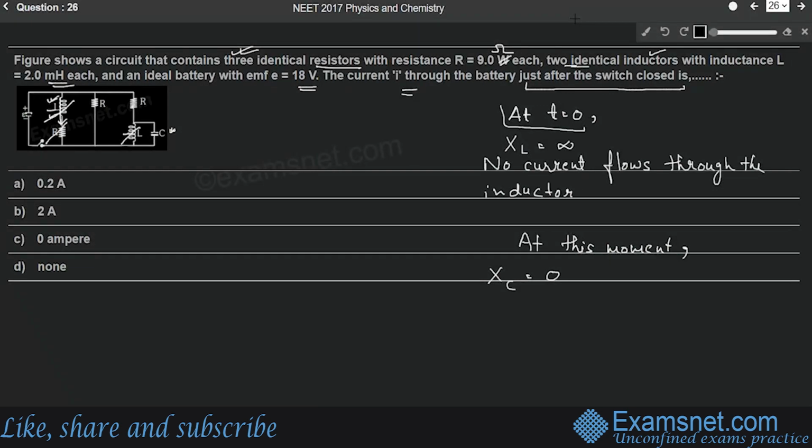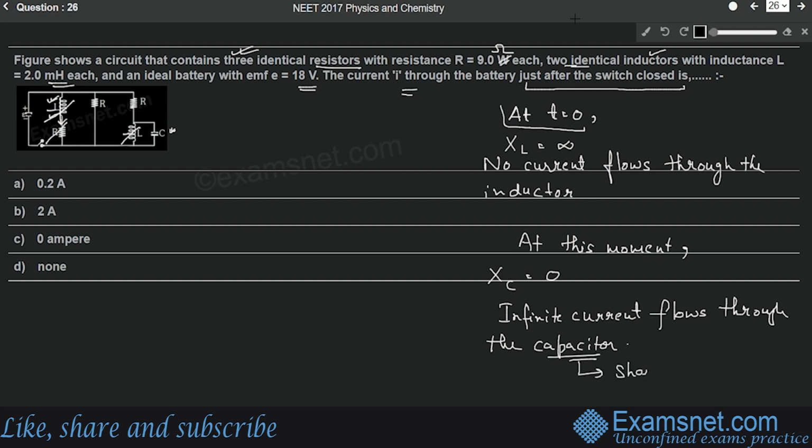Okay, Xc will be equal to 0. That means in this case, current will be infinite. So infinite current flows through the capacitor. Just the opposite case. So what will happen to the capacitor? It will get short circuited. The capacitor will get short circuited due to excessive flow of current through it.